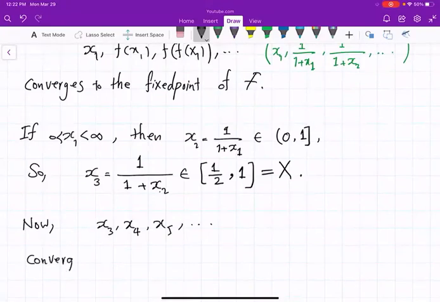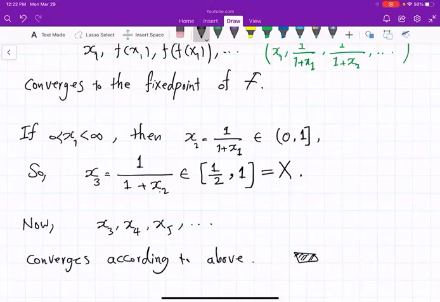converge according to the above. And that's the end, because you can ignore x1 and x2 and look at the tail of the sequence. So convergence doesn't regard the initial several points. So that's a beautiful application of a fixed point theorem to a concrete example of convergence of sequences.